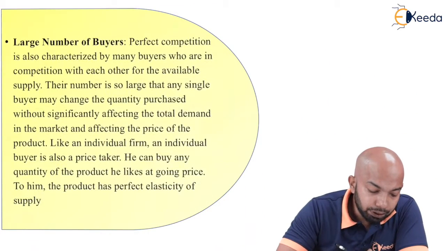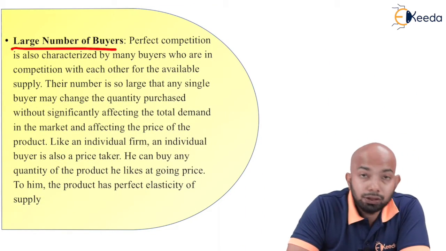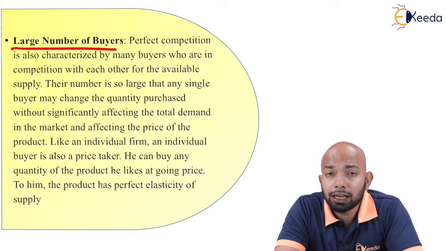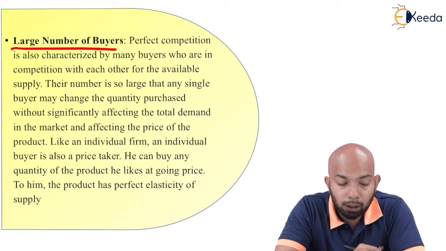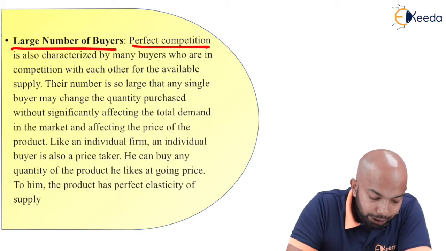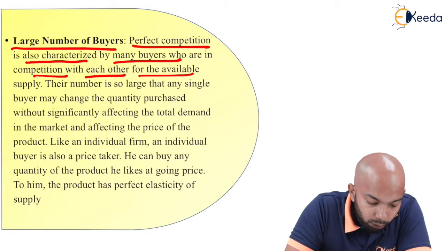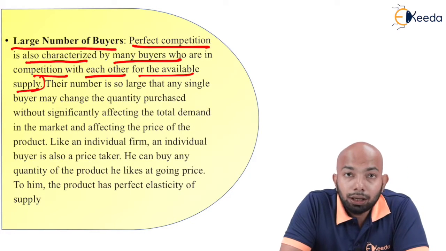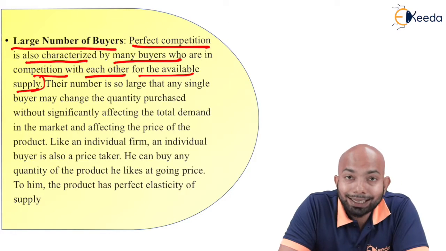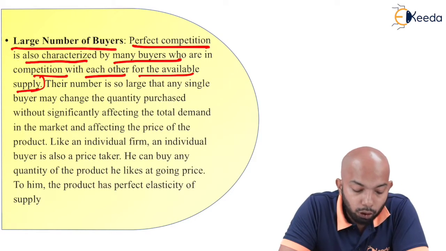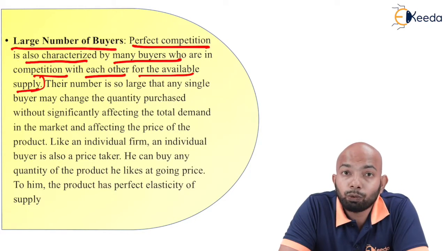Now, the next feature refers to a large number of buyers. Just like the large number of sellers here, we have a large number of buyers as well. Let's read it out. Perfect competition is also characterized by many buyers who are in competition with each other for the available supply.